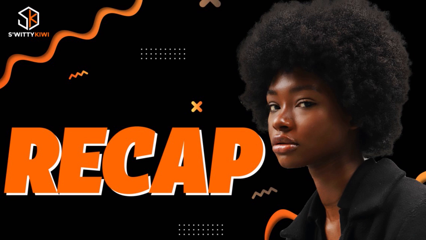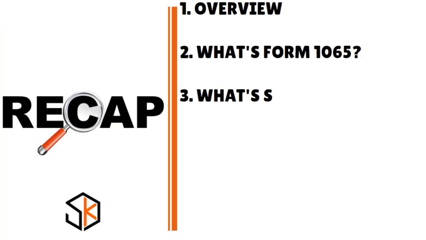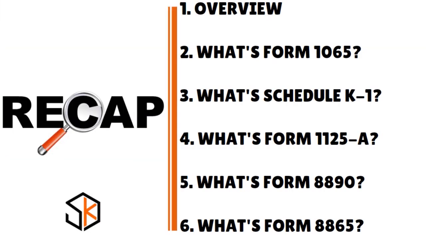I want to do a quick recap here, okay? Thank you so much for your attention. I really appreciate it. So in today's conversation, I spoke to you about partnerships and all the tax forms you need to file. I gave you the overview, and I went through all the forms you need: Form 1065, Schedule K-1, Form 1125A, Form 8890, Form 8865.